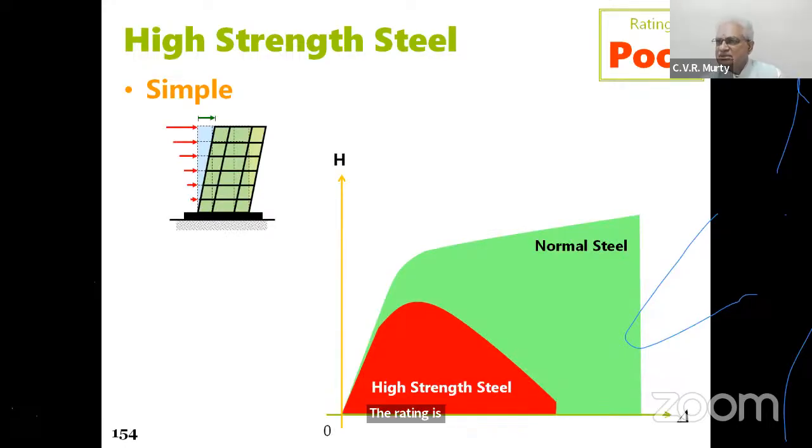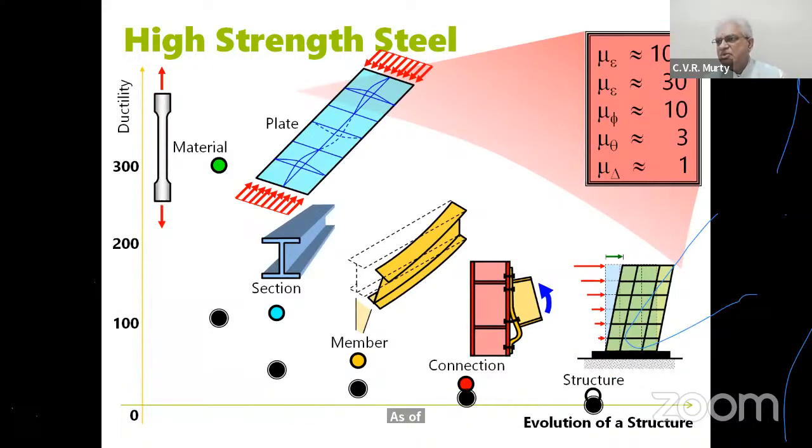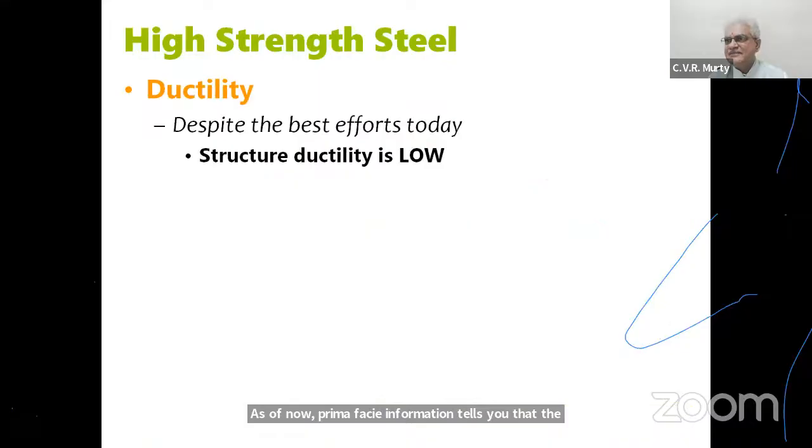So it is simple. If you want to choose high strength steel, do some more studies, be convinced what is good for us. As of now, prima facie information tells you that the ductilities are very low and may not be acceptable for ductile regions. So ductility, despite our best efforts today, the structural ductility is low. What it tells you is we started with 300 and we're finishing with 3.